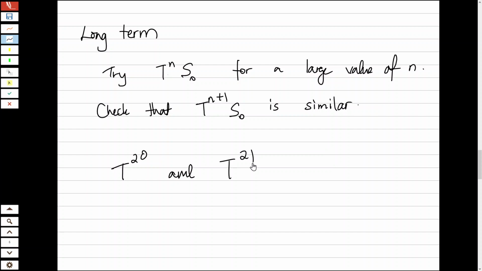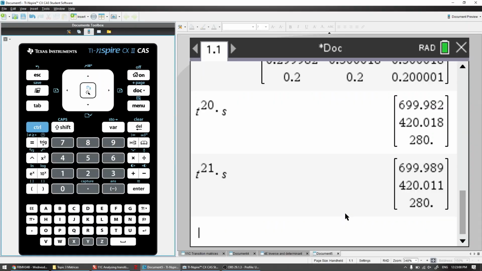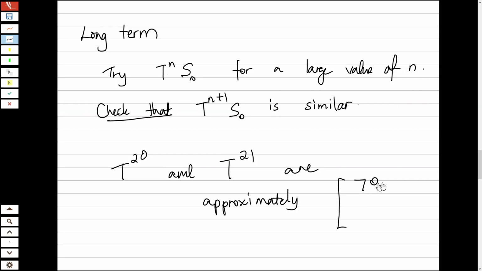Okay? Because if there's no steady state, it's constantly changing, a large number won't give you the steady state because there is none. So to answer your question, Tom, either you have a steady state and it's going to be the same after rounding, or there is none at all. Okay? And that's why you've got to check. So in this case, it was 700, 420, and 280.